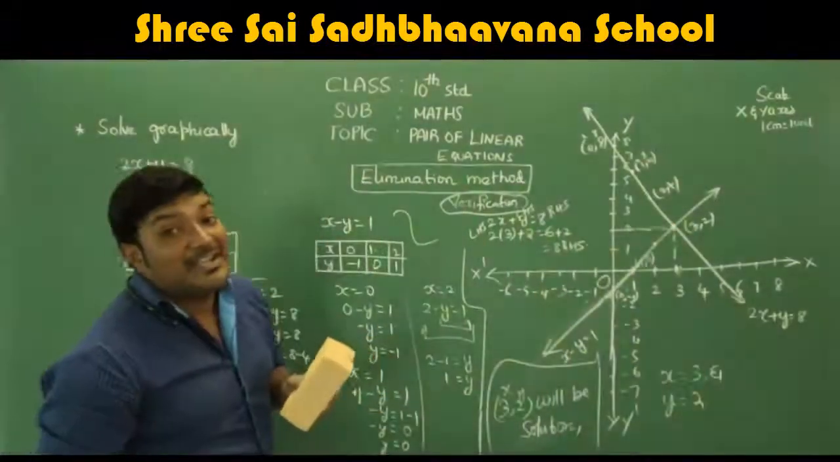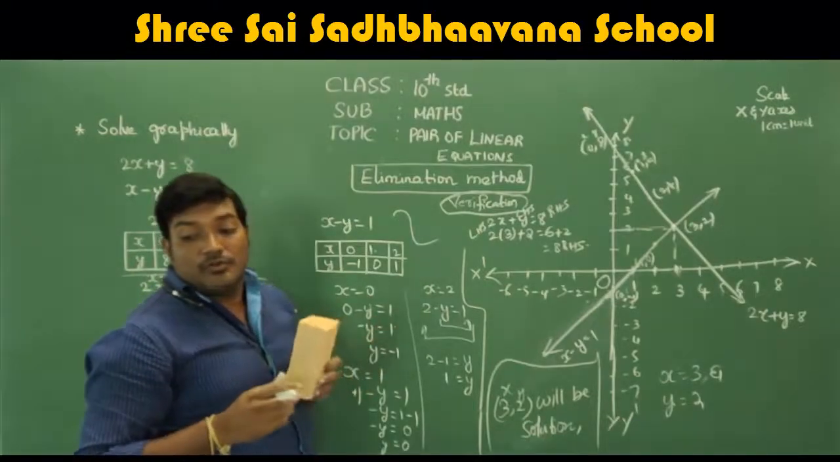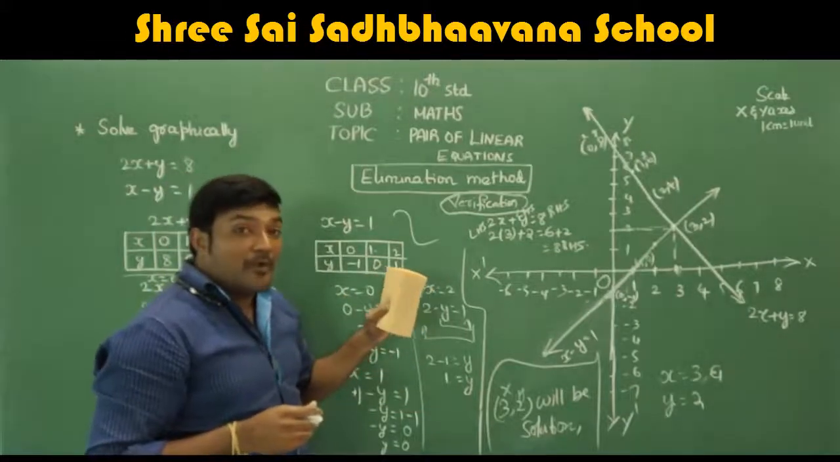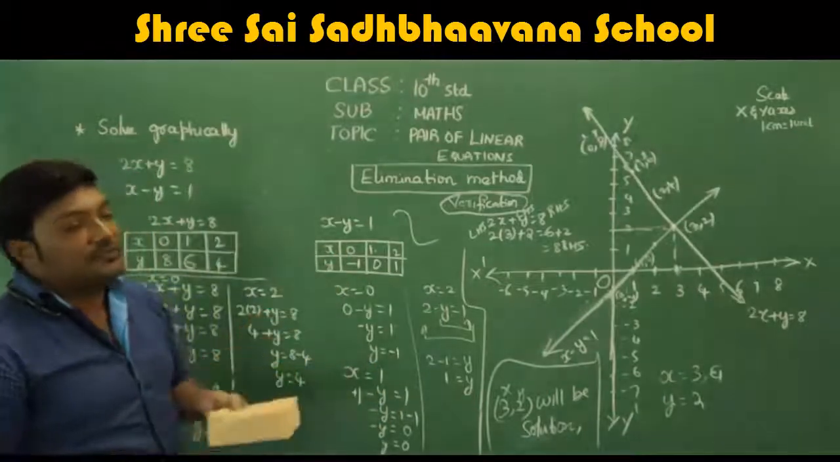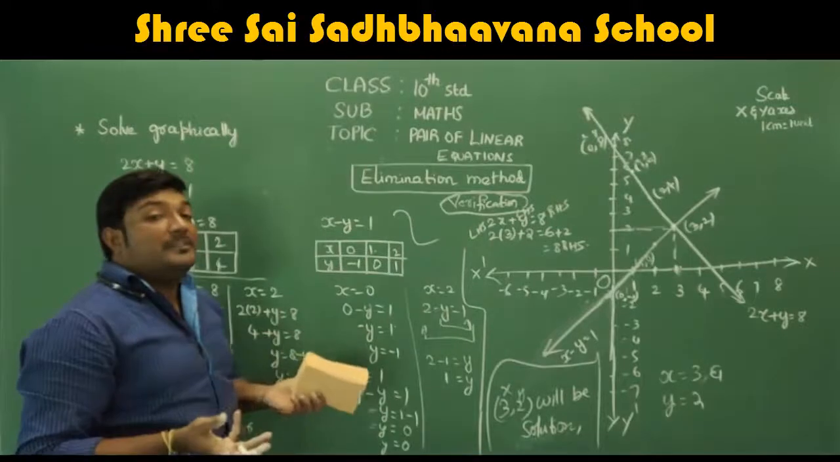You observe there, (3, 2). So both are intersecting at which point? (3, 2). So (3, 2) will be the solution. That intersection point of these two lines is called the solution of the graph. That is only what they have to find. So (3, 2) will be the solution. What do you mean by (3, 2)?